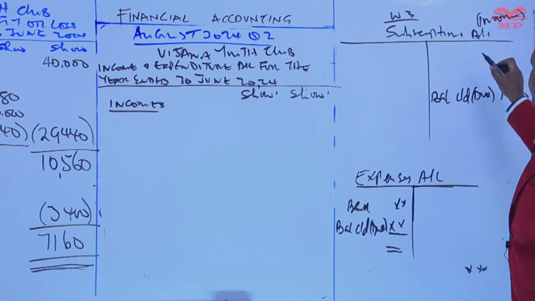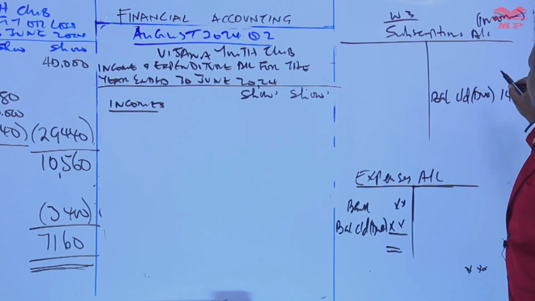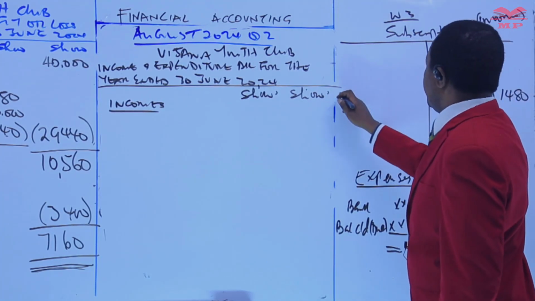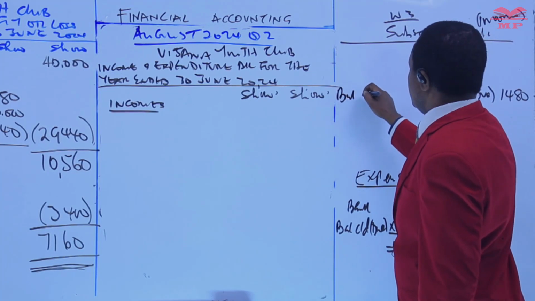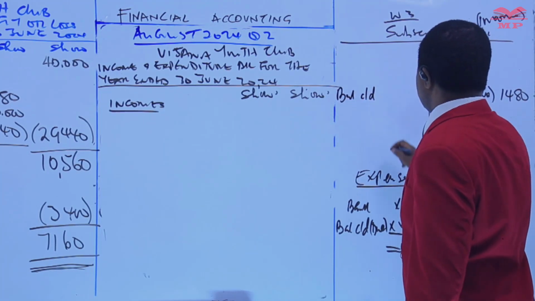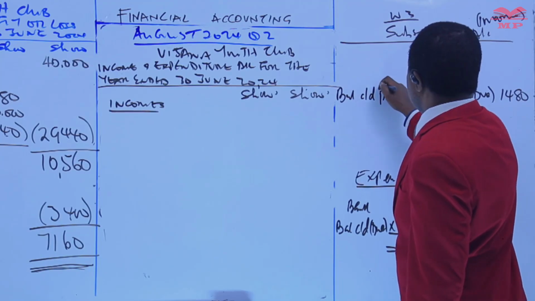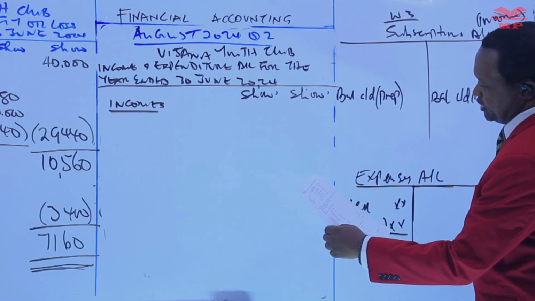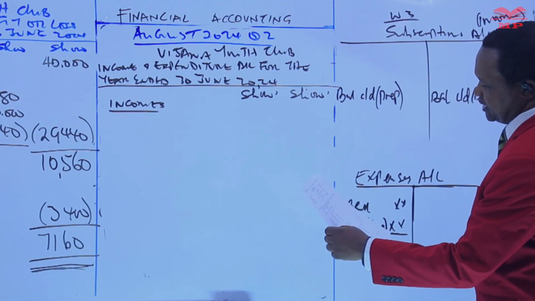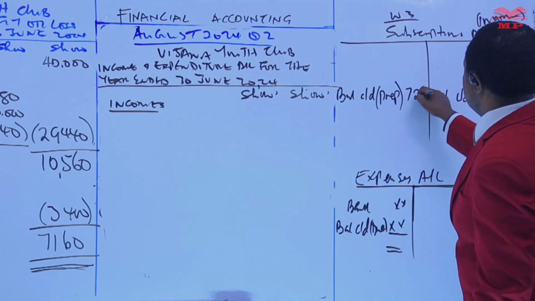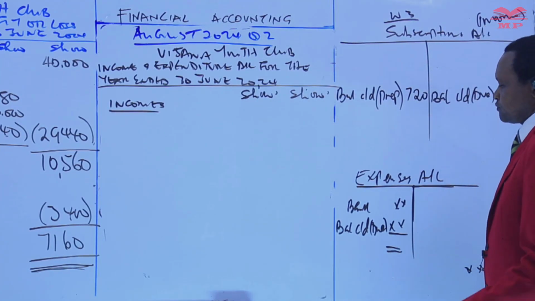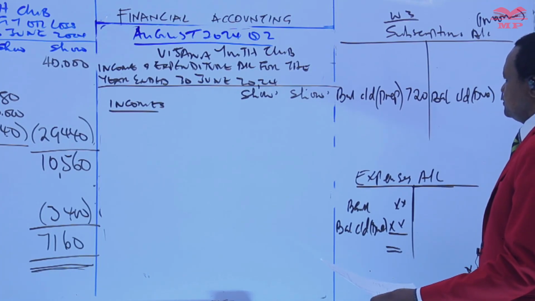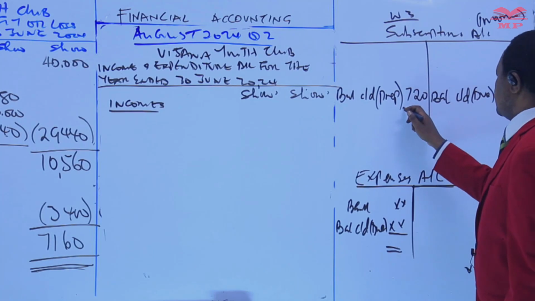So if an income account balance at the end in arrears is credited, then that tells you that prepaid will be debited. The opposite, balance carried down. This is prepaid at the end. So what is the prepaid at the end? The prepaid subscriptions in advance at the end is 720. You see that? This is at the end.